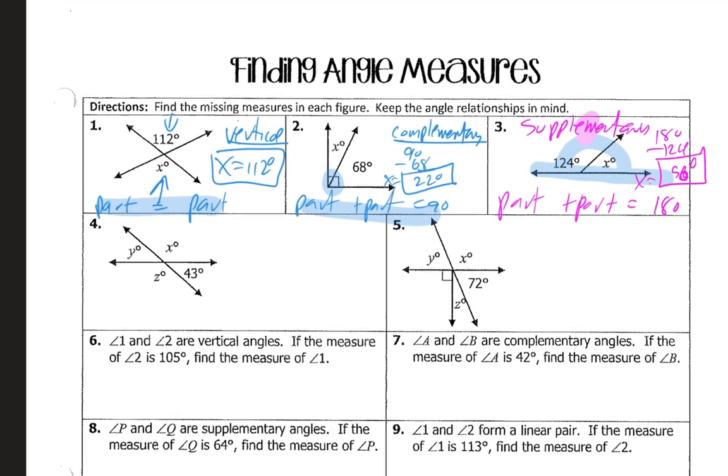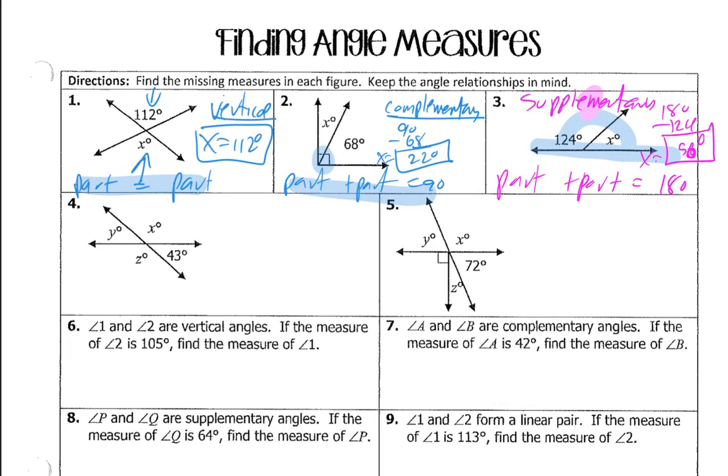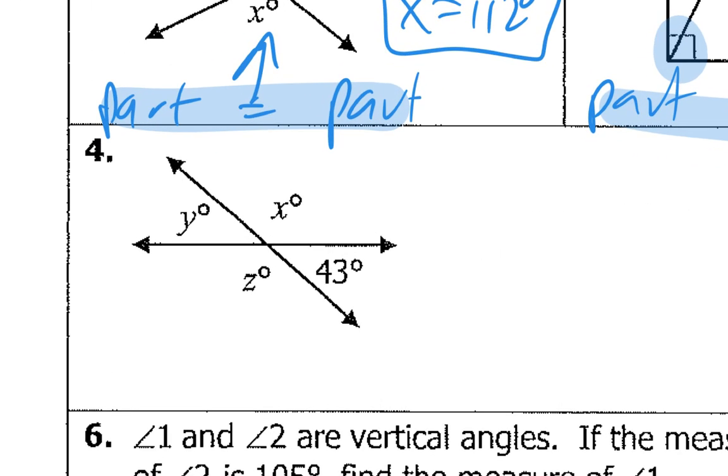56 degrees. All right, so now that you got those, I want to push you to see what you think about this one. Okay, number 4. Pause the video for a moment. See if you can figure out how many of these, at least, that you can figure out. They want us to figure out what X is, Y, and Z.